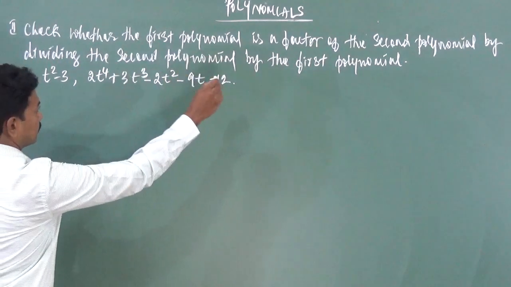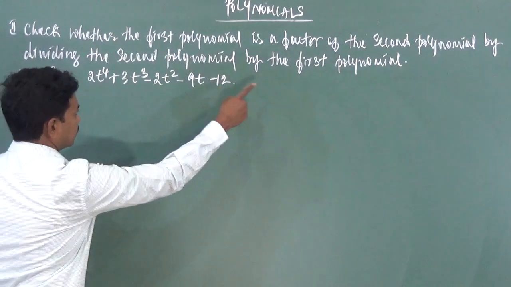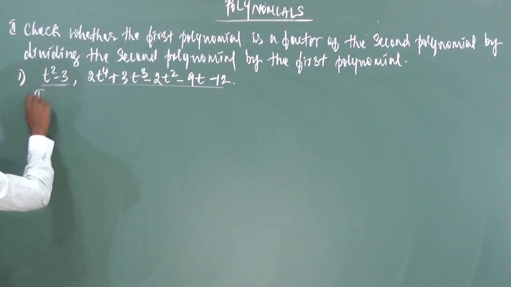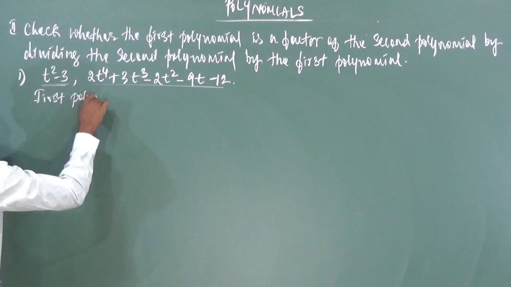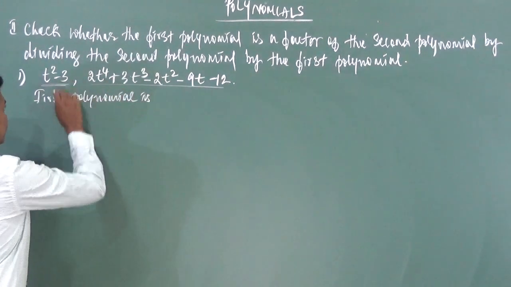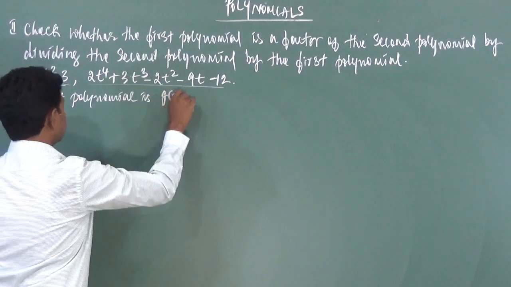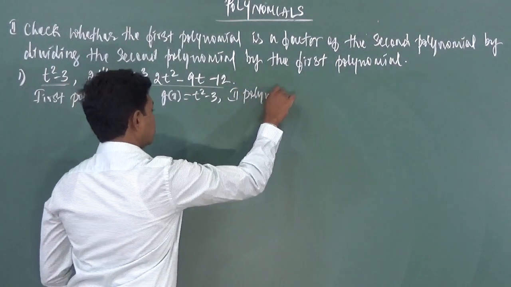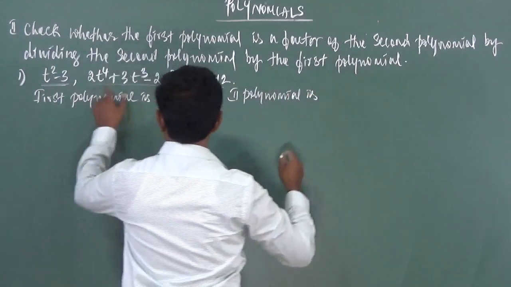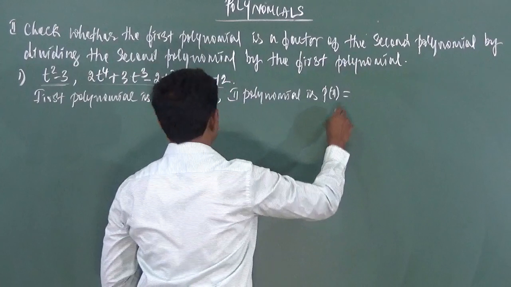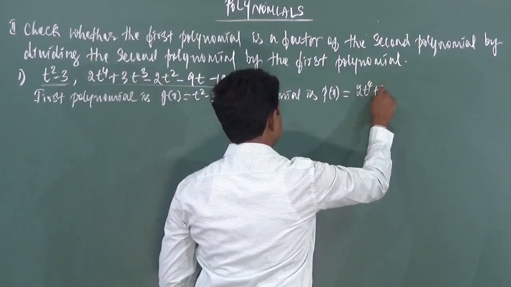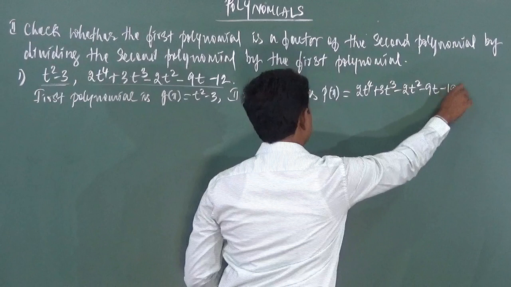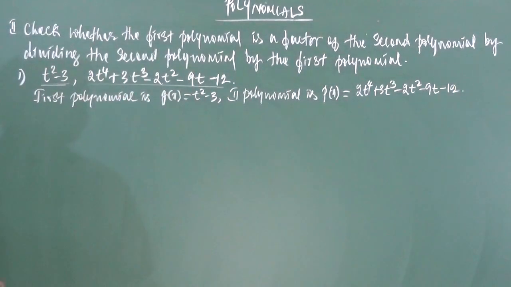Check whether the first polynomial is a factor of the second polynomial by dividing the second polynomial by the first. Here this is the first polynomial and this is the second polynomial. We will write it. The first polynomial, let it be g of x is equal to t square minus 3, and the second polynomial, let us give a name to that, p of x is equal to 2t to the power 4 plus 3t cube minus 2t square minus 9t minus 12. So we have to write the first and the second polynomials as per the question.